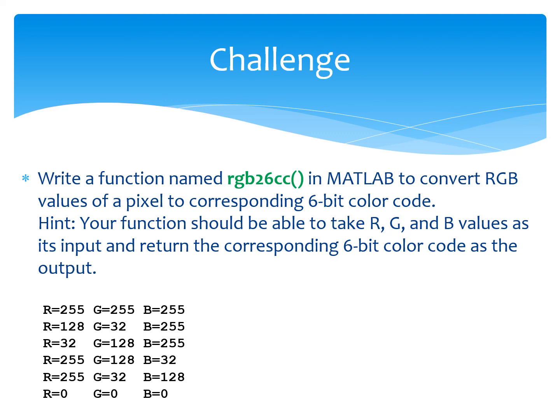So far, you have learned how to convert the RGB values of a pixel to its corresponding 6-bit color code. Please create and implement a function named RGB to 6cc in MATLAB to convert RGB values to a 6-bit color code. The hint is that the RGB to 6cc function should be able to take R, G, and B values as its input and return the corresponding 6-bit color code as the output.